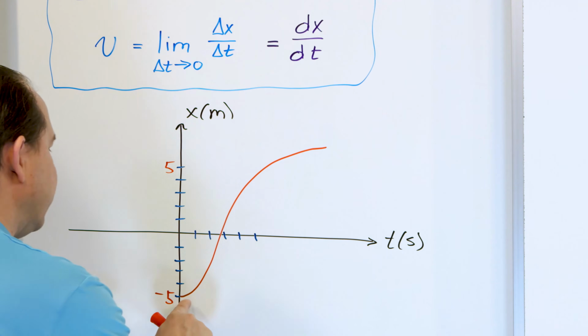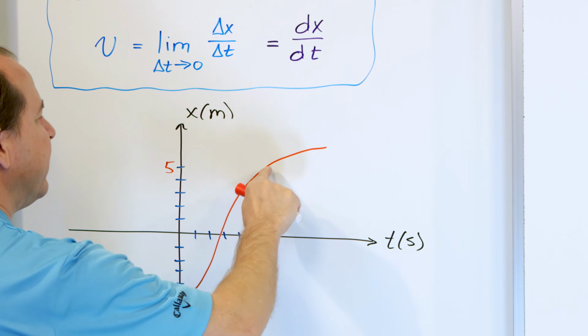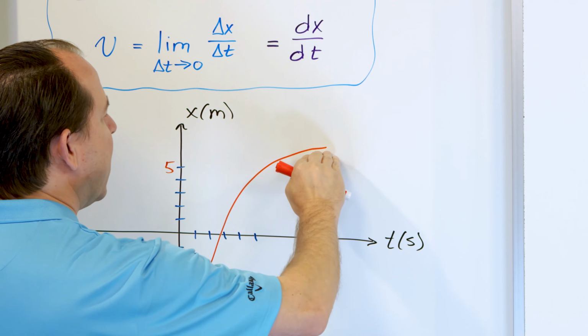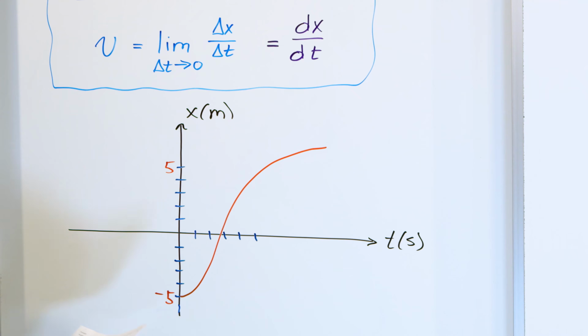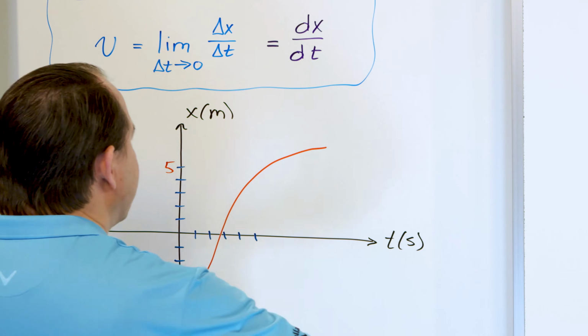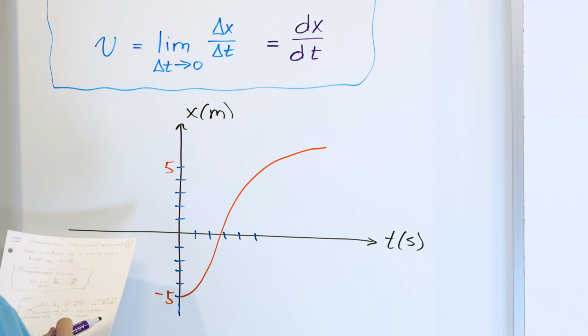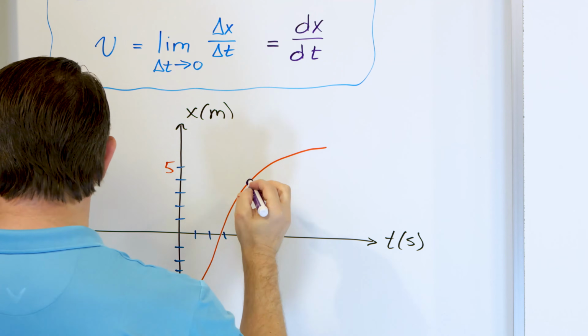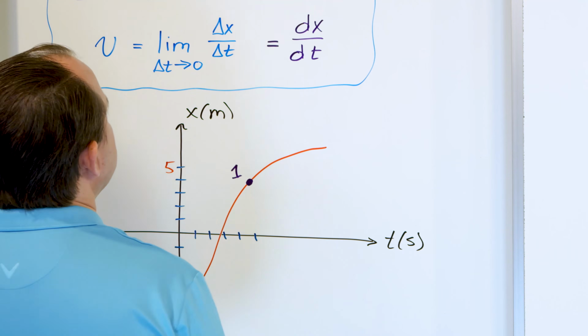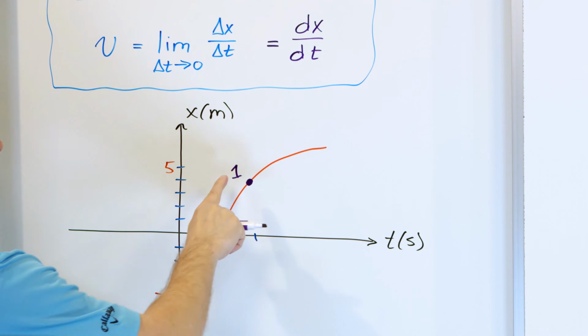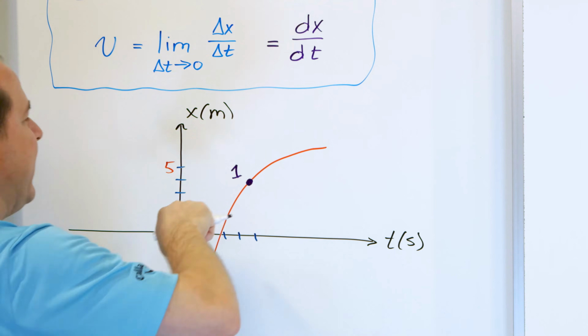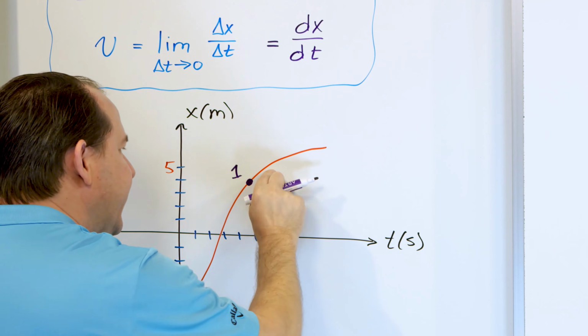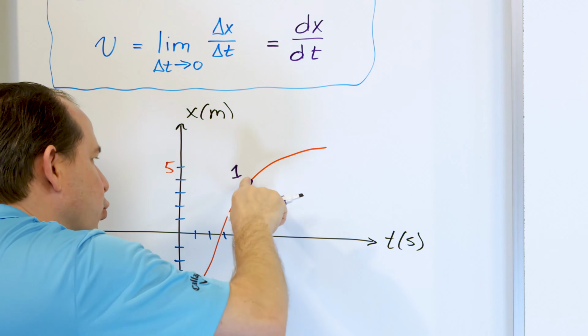The velocity starts small, it's going fast, and then it starts to bend over and taper off, and it's not traveling very fast up here. But what if we want to calculate the instantaneous velocity at this point in time right here? So I'm going to put a number 1 indicating this is where I want to know the instantaneous velocity, right at this point, right there. Not over here, not over here, not down here, right there.